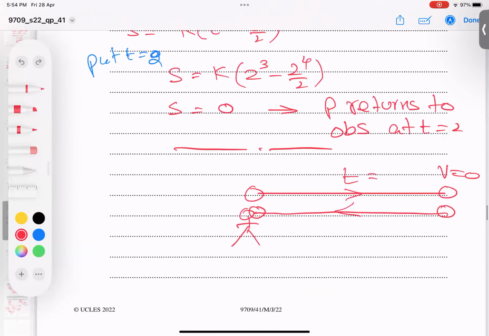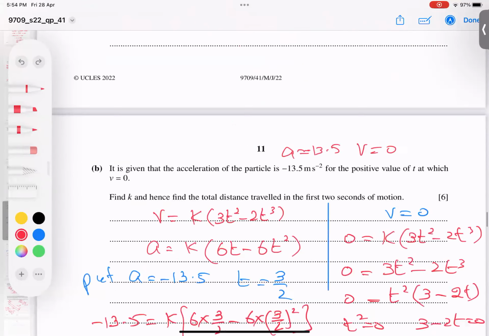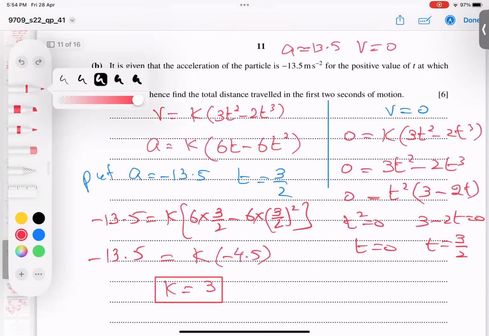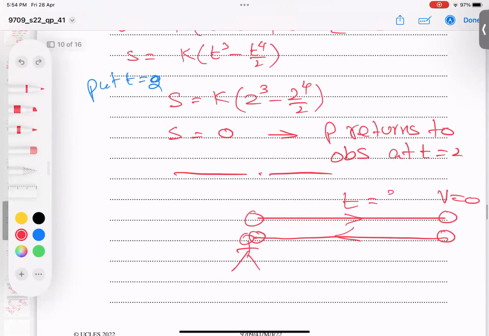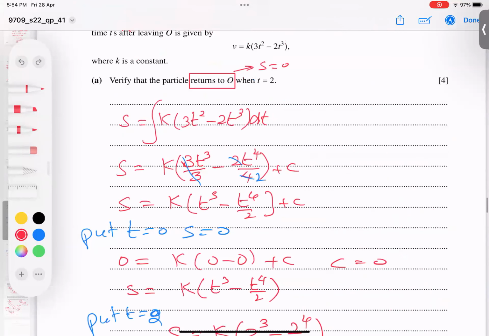The particle stops when time is 3 by 2. So by common sense, while going away it takes 3 by 2. The total is 2, so out of 2, while going away it will take 1.5 seconds, and coming back it will take 0.5 seconds. How do I know? Because it is very clear, add them and it equals 2, and the question said 2 seconds.